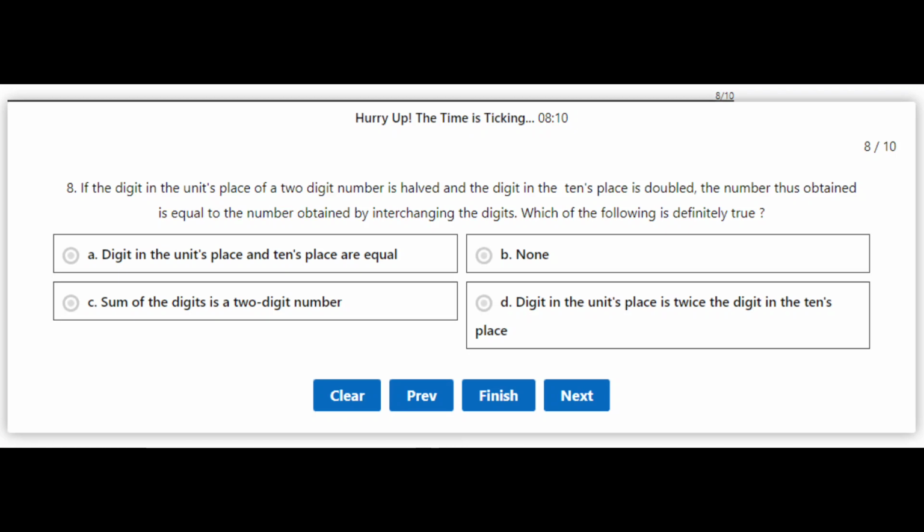So our option D can be the right answer for this question, because option D says that the digit in the units place is twice the digit in the tens place. It is not saying after interchanging, but if we look at the condition in the given question, we can find that after interchanging we will get this as an answer. So our correct answer for question number 8 is D, which is the digit in the units place is twice the digit in the tens place.